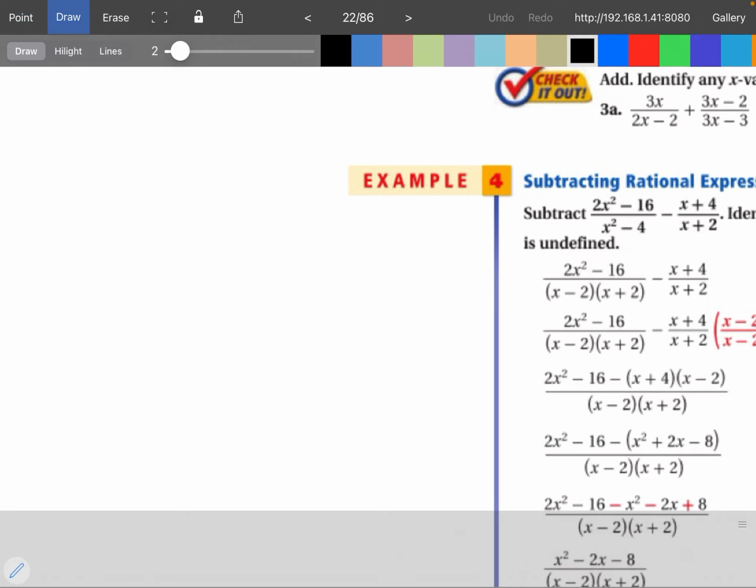This one says 3x over the quantity 2x minus 2 plus 3x minus 2 over the quantity 3x minus 3. So again, we cannot make a common denominator here until we factor first. All right, we want to make the denominators the same.